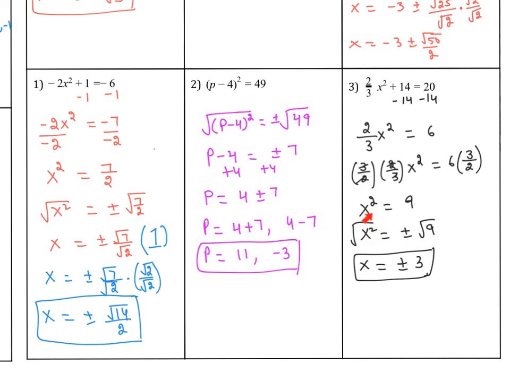The square and square root cancel. x equals plus or minus 3. So square root of 9 is 3.